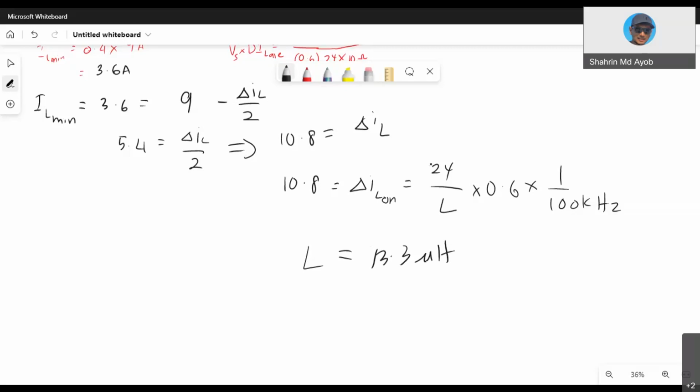Faham yang L ni bukan L minimum tau. I hope you can differentiate between L minimum dan L. Yang this question is referring to the L that gives you 0.4 I mean.